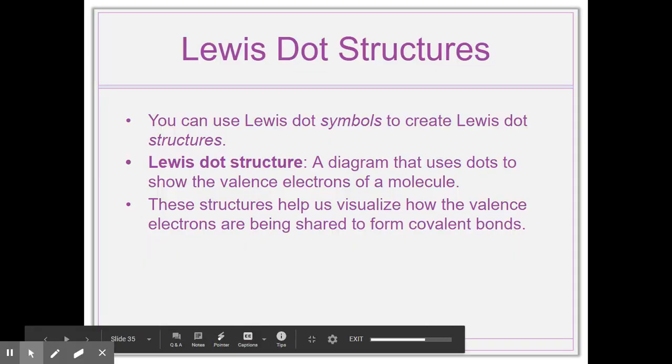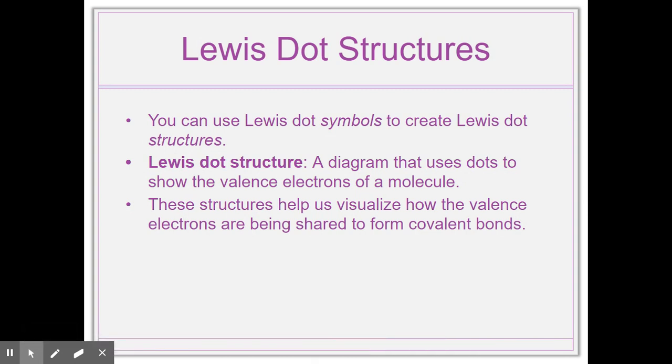All right, so hello. We're going to build off what we did yesterday, which was making Lewis dot symbols, and now we're going to look at what we call Lewis dot structures. If you remember, our symbols were only for a single atom. When we get to a Lewis dot structure, we're going to have multiple atoms, so what's known as a molecule or a compound. Something with multiple atoms in it.